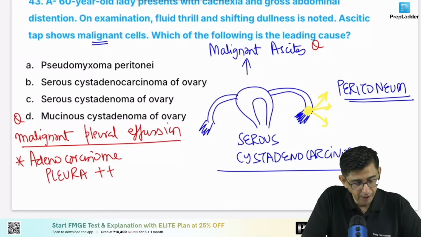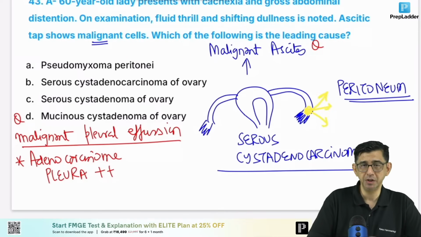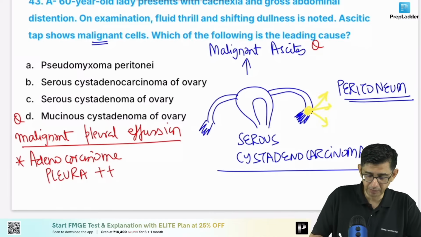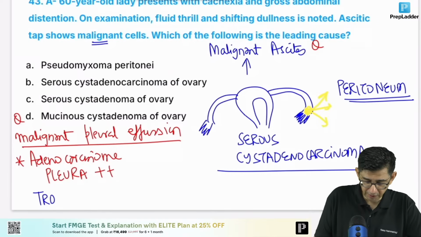ascites. Migratory thrombophlebitis can be seen with oat cell cancer. That's a miscellaneous fact that you have just thrown in, so I'll just mention it here.